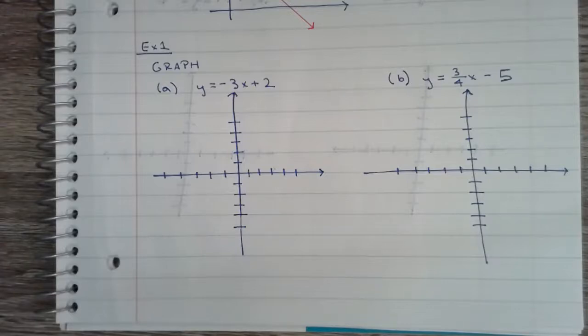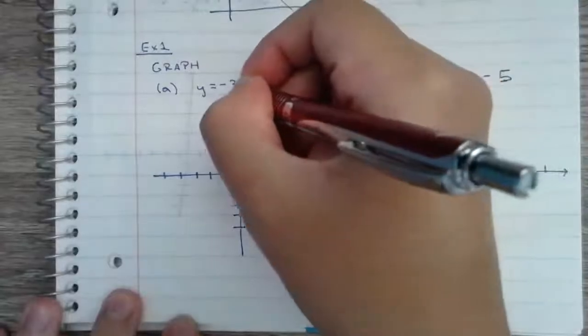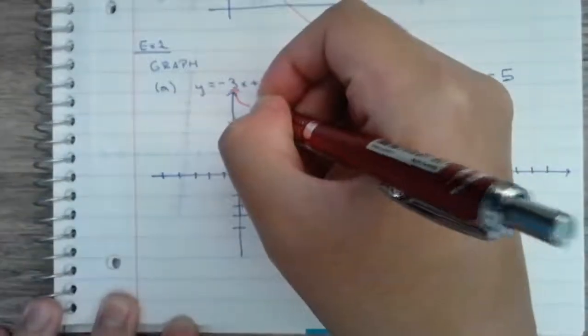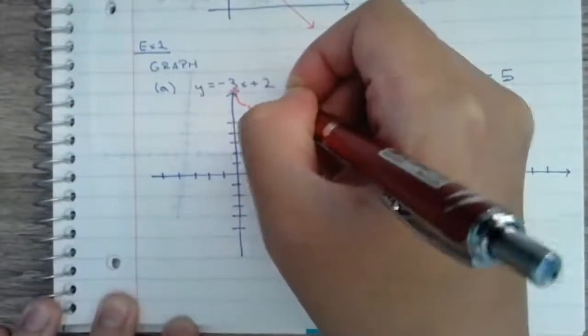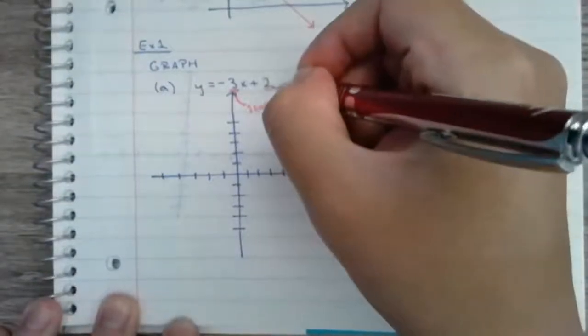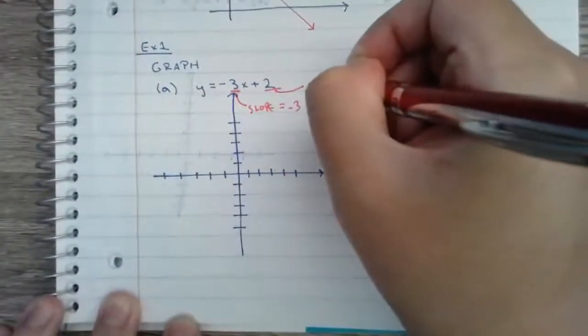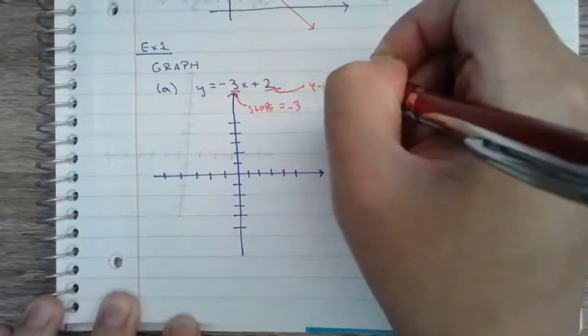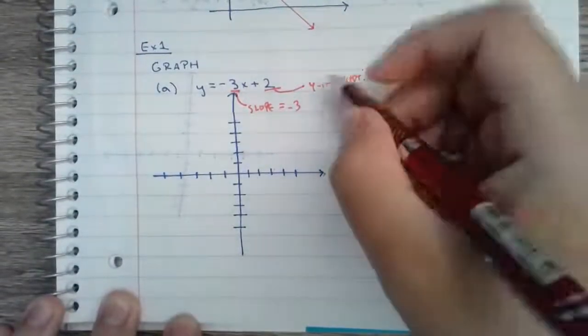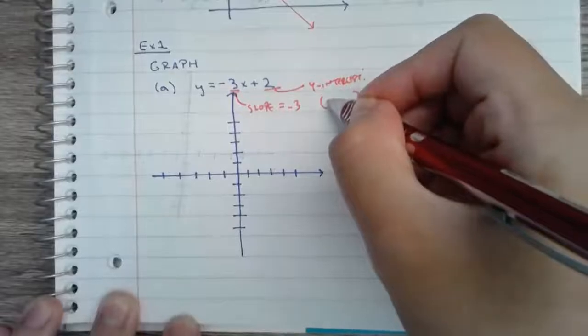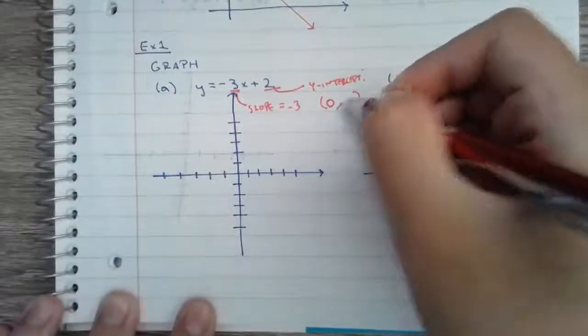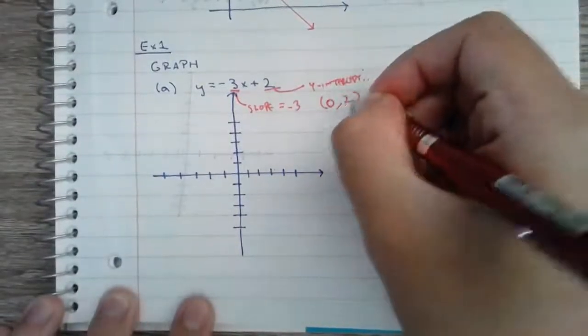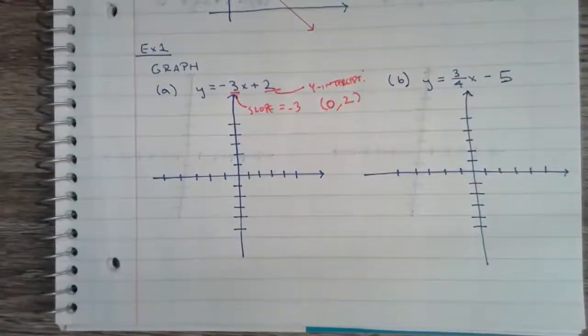They want us to graph y equals negative 3x plus 2. First, before we do that, I'm going to start labeling things. This right here is your slope, so your slope equals negative 3. This right here is your y-intercept. For your y-intercept, the x is always 0, and the y-intercept is this value right here, so 0, 2. Then we'll go from there.